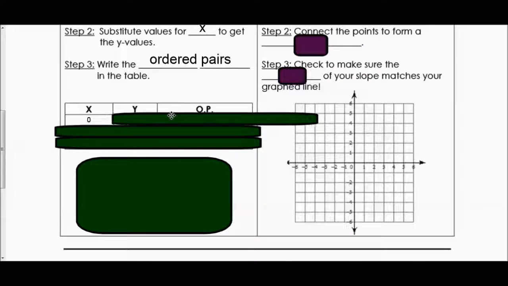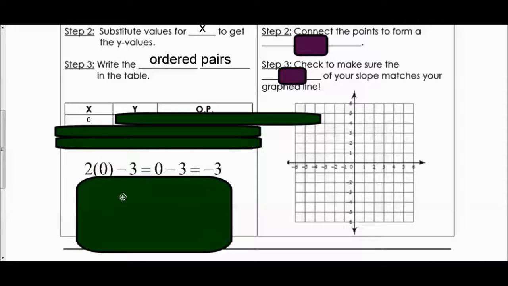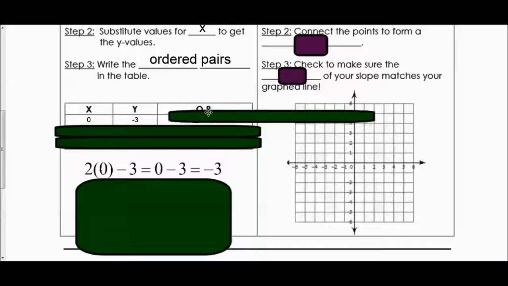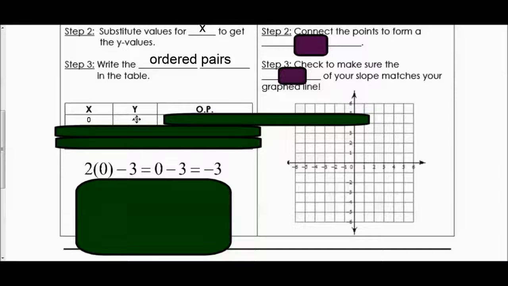So our first one, we're going to plug in 0 for x. That would give us 2 times 0 minus 3. That would give us 0 minus 3, which is negative 3. So our y value for that x value is negative 3. That gives us the ordered pair 0, negative 3.